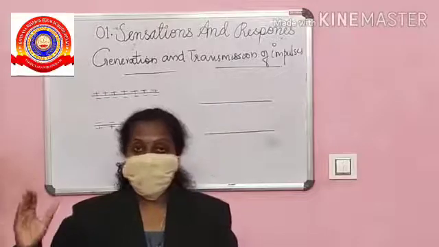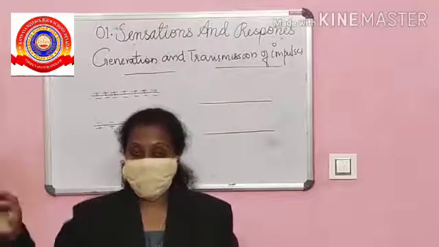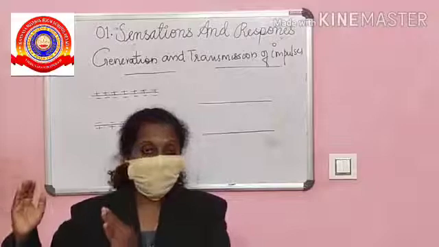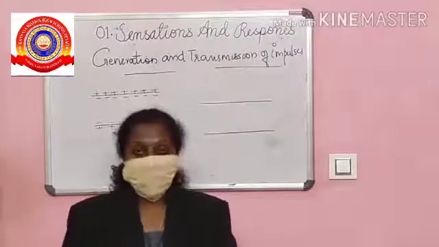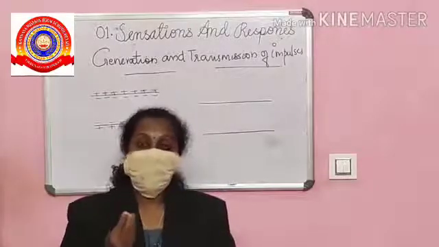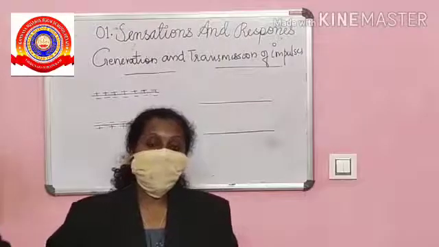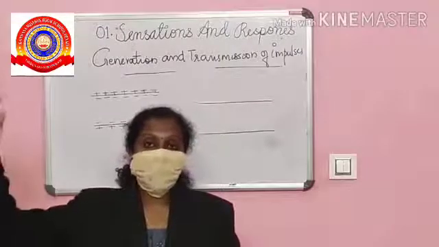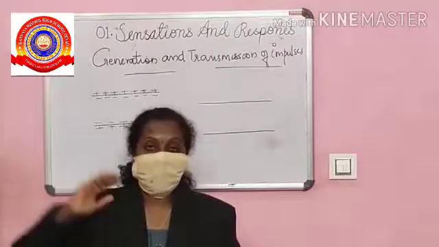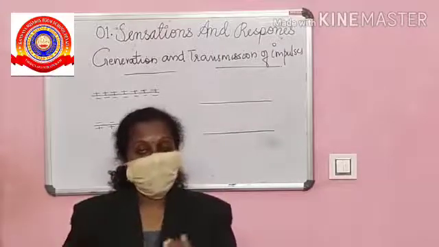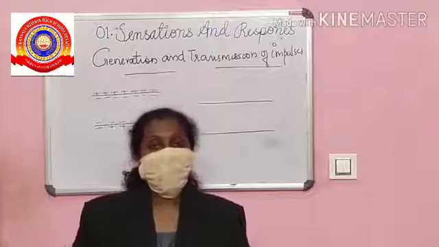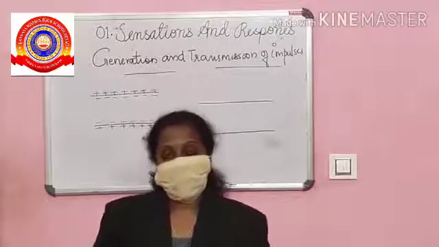From the axonite, these impulses reach the synaptic node. When the impulses reach the synaptic node, they secrete a chemical substance called neurotransmitter, and these impulses move towards the adjacent neuron, then reach the brain. This is the transmission of impulses through the neuron. And now we will learn the structure of the axon.